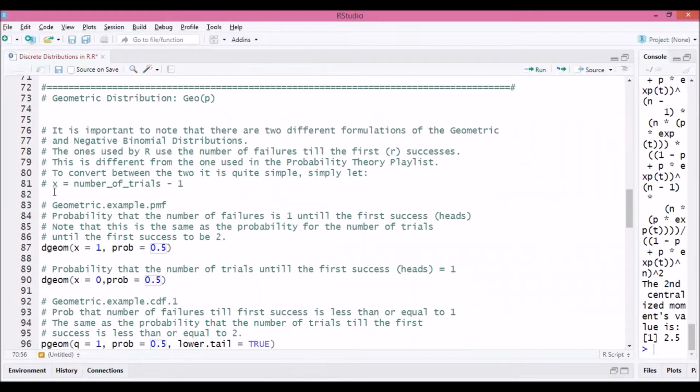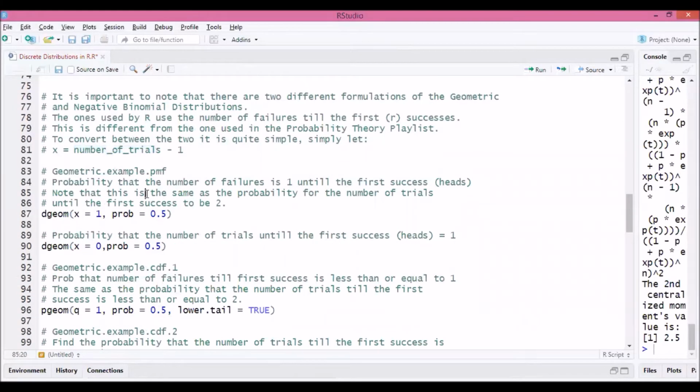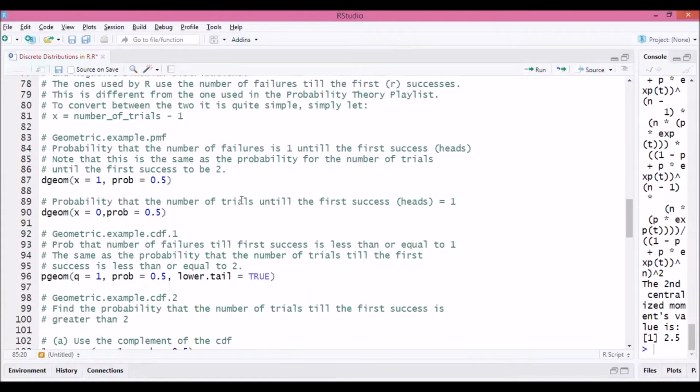So if you want to convert the one that you might be used to, which is the number of trials until your first success, to the number of failures, you just need to say the number of failures until the first success is equal to the number of trials minus 1. And I'll show you why that is the case over here. So let's take a look at this example. What is the probability that the number of failures is 1 until we reach the first success? Note that this is the same as the probability for the number of trials until the first success to be 2. So we need 2 trials. The first trial is going to be a failure. The second trial will be the success, so then we will reach our success.